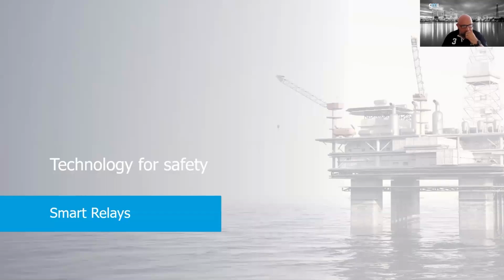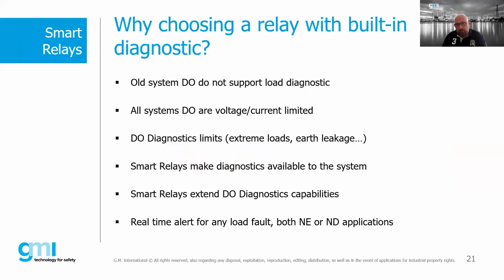Next, smart relays allow us to monitor constantly the load on the line and report to our system if a fault in the field is detected. The diagnostic of this relay is active both when the relay is in on and off condition, so we can monitor the health of the entire loop. And as we mentioned before, this feature is extremely important when we talk about fire and gas applications.